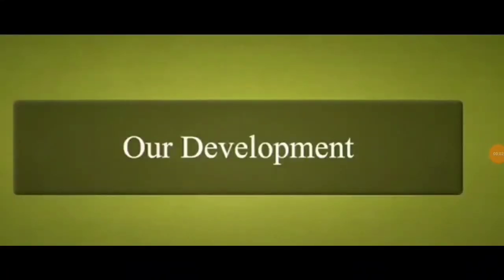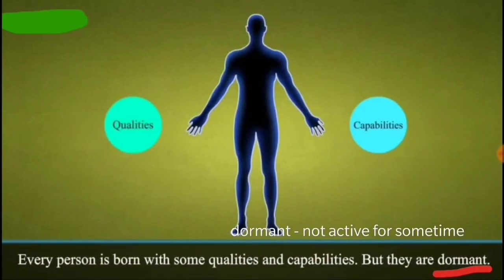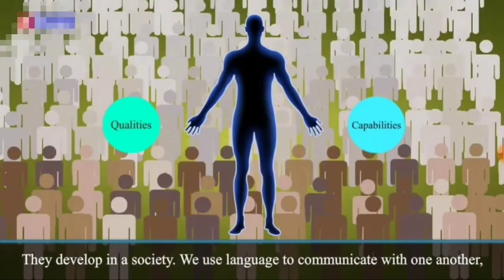Next, we look at the third part of this lesson, our development. Every person is born with some qualities and capabilities, but they are dormant. Dormant means not active for some time. They develop in a society.